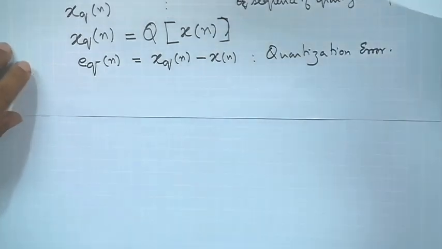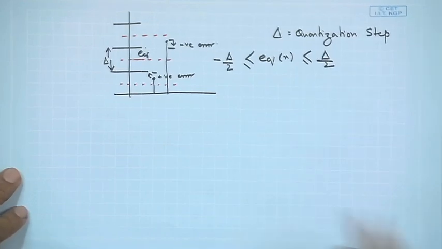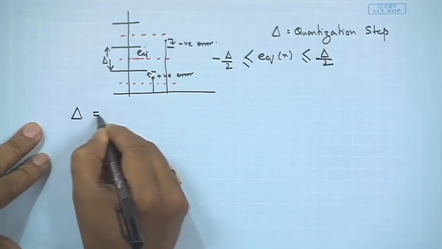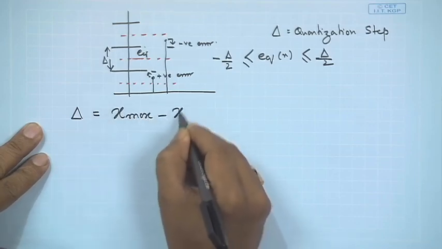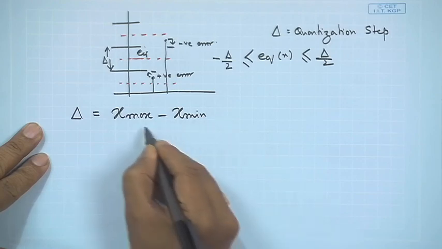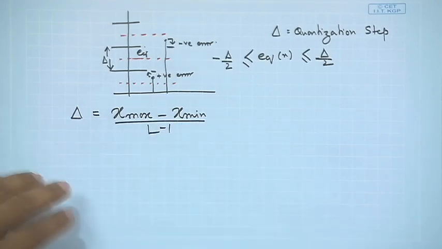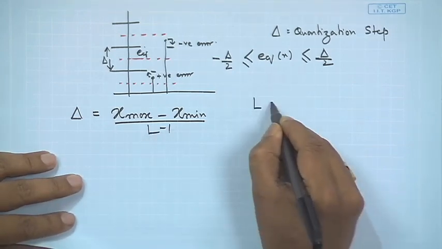Okay. All right. Since we have this, we can actually go ahead and do a few more calculations. Of course, we have this delta interval, which is (x_max minus x_min) upon (L minus 1), where L is the number of quantization levels.